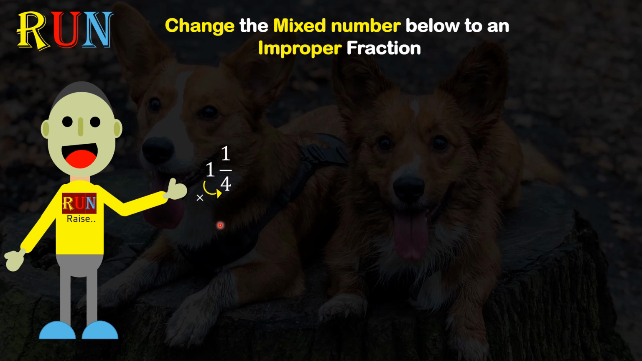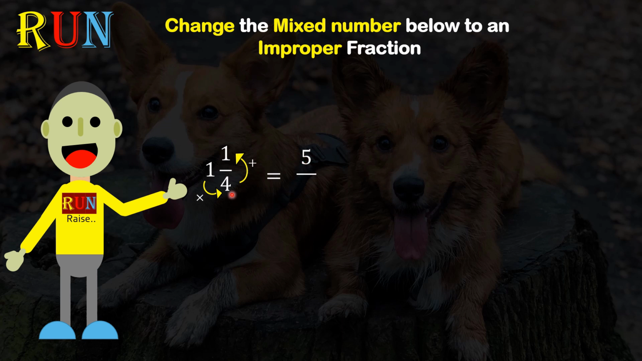So 1 multiplied by 4, that is 4, plus 1 is 5. So 5 becomes our new numerator. Okay? So how did we get this 5? We took the whole number part, which is 1, multiplied it with the denominator, which is 4. So 1 multiplied by 4 is 4, plus 1 is equal to 5.